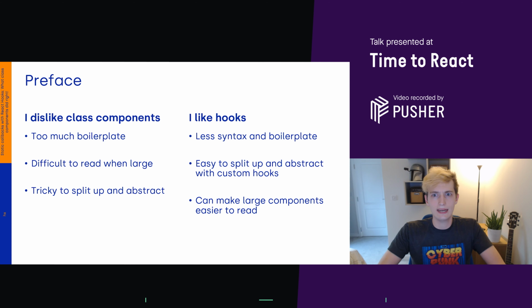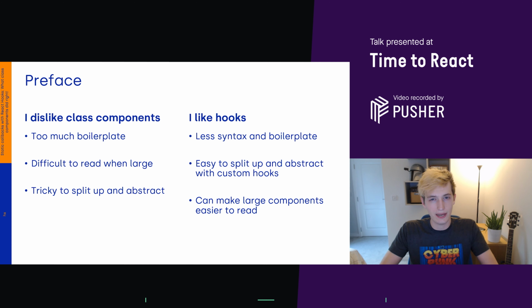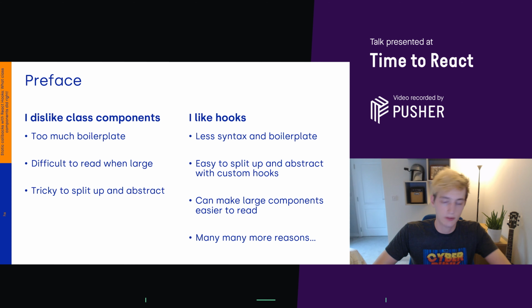In comparison, I really like functional components with hooks. There's less syntax and boilerplate, or at least it's a lot more understandable when there is. It's really easy to split up and abstract with custom hooks, and you can make large components really easy to read that way by just splitting up certain functionality and sharing it or putting it in different files, and turning your really long components into really short, easy to read small ones. And of course, there are many, many more, the effect system, etc. I won't go onto it right now.